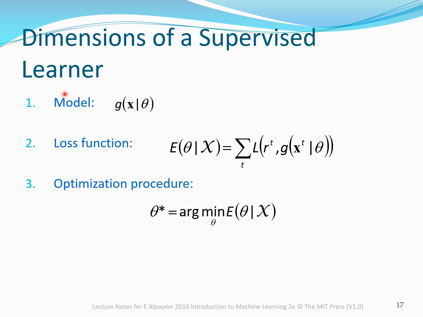Dimensions of a supervised learning algorithm, where g(x|theta) is the model, x is the input, and theta are the parameters. Loss function: to compute the difference between the desired output and our approximation to it, given the current value of parameters theta, the approximation error or loss is the sum of the losses over the individual instances. This is the equation of the loss function.